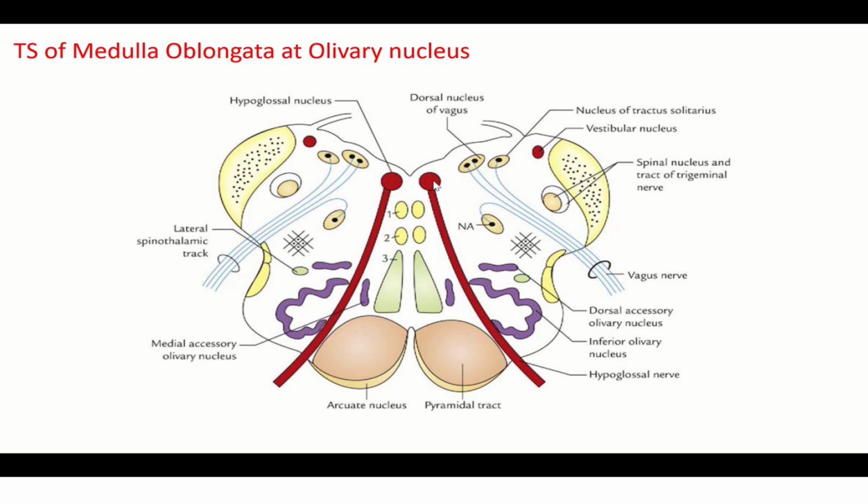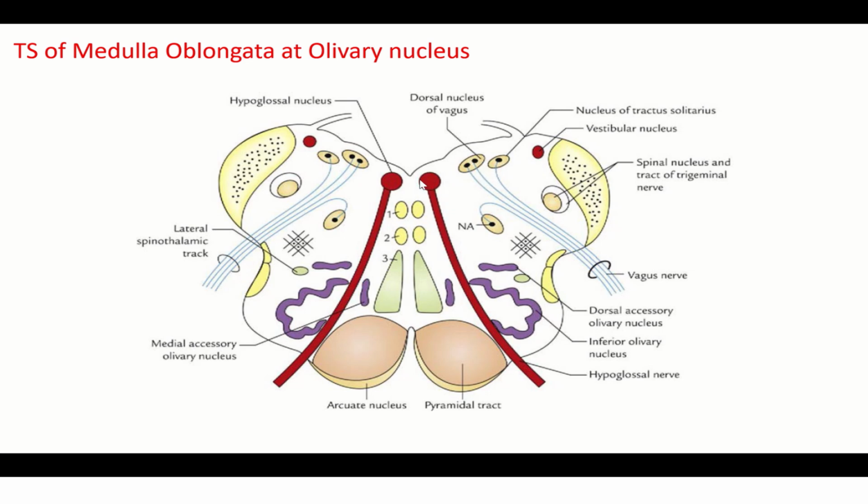You can see this is the hypoglossal nucleus. This particular area will be the hypoglossal triangle, which I have shown in the dorsal view earlier. Again, the same story: the gray matter, white matter, and the other components. This is the gray matter. The gray matter has the hypoglossal nucleus. Then you can see the dorsal nucleus of vagus, the nucleus of tractus solitarius, the vestibular nuclei, the spinal nucleus of trigeminal nerve, and the nucleus ambiguus. You can also see the inferior olivary nucleus with dorsal and medial accessory olivary nuclei. All these components are the gray matter.